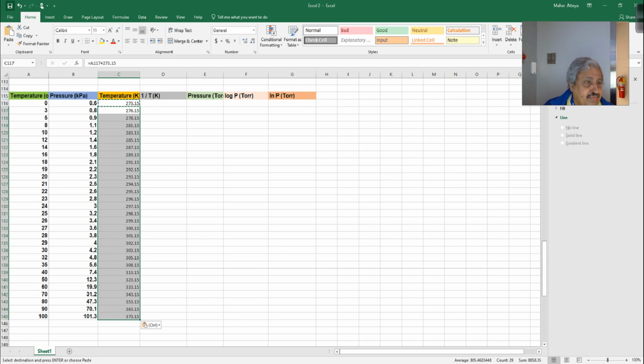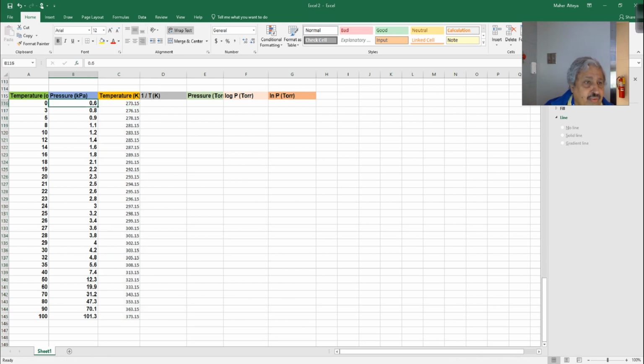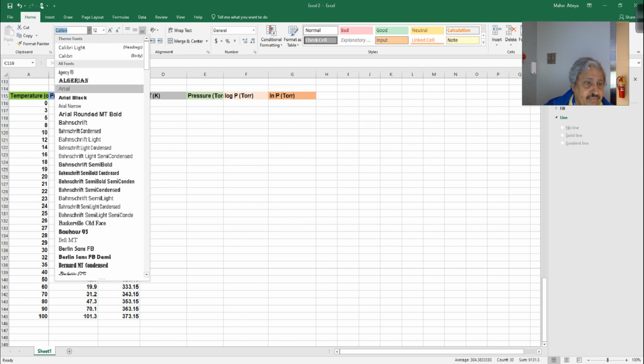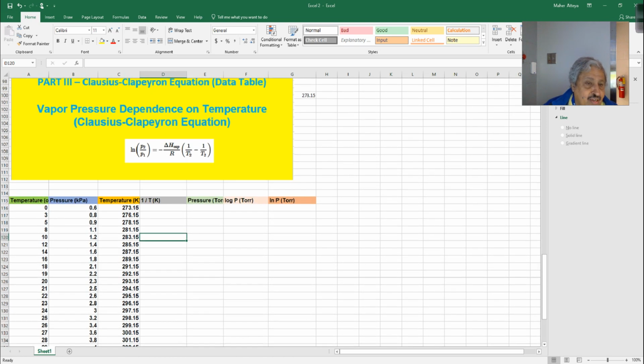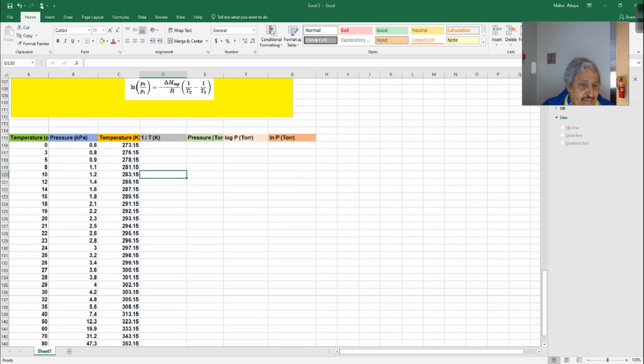Okay, save it. And I have to come here, what is 12 Arial? So all the stuff here is 12 and Arial. Now I have to invert 1 over T, because the formula is 1 over T. That's your x-axis, 1 over T, correct? So this temperature here has to be reversed.